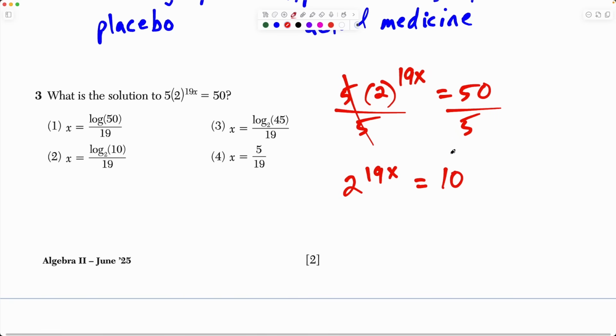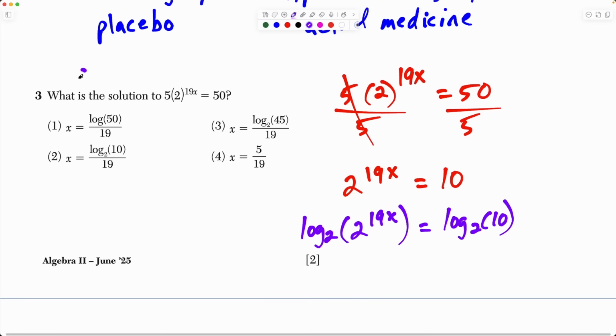Now if we want to solve for x and we want to get rid of this base 2 here, we could take the log base 2 of both sides. So we're going to take log base 2 of 2 to the 19x power, and log base 2 of 10. So this is one way to go through this question. And the idea that we're using, as long as a is positive, is that log base a of a is going to be equal to 1.